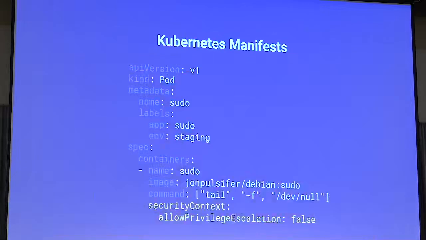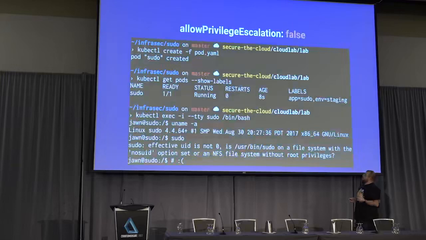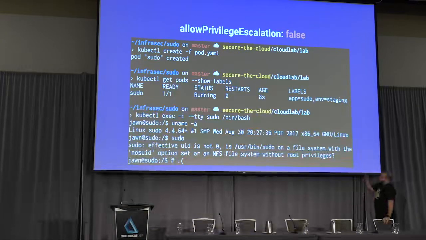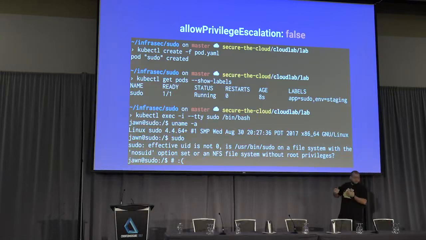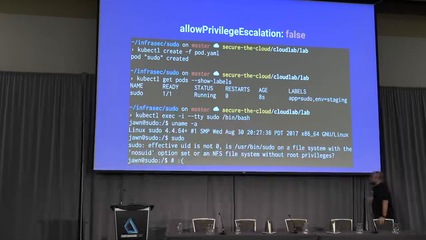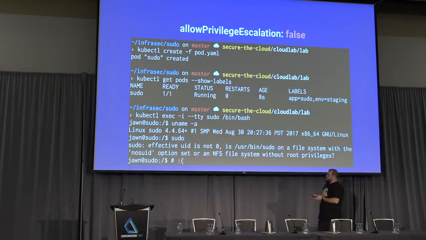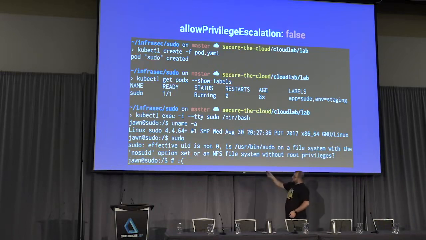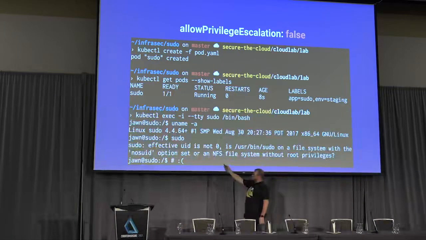Take a step back. We have this pod.yaml, and we're going to create it against our Kubernetes. So I'm talking to the API server on the master. It says, I want to create this workload, do the thing. Then I made sure to get the pods, as in give me a list of all the pods that are running, and please show me their labels. And that's what I did in the second command. And you can see that app is sudo, environment is staging. And then I entered the pod, and I did a uname -a, just to show you that, look, there's the kernel that I'm running on.